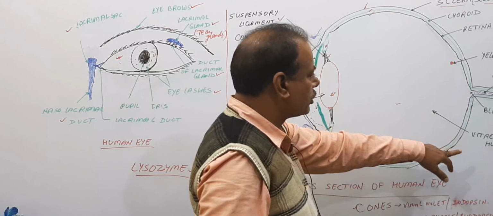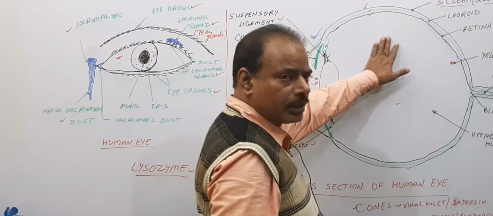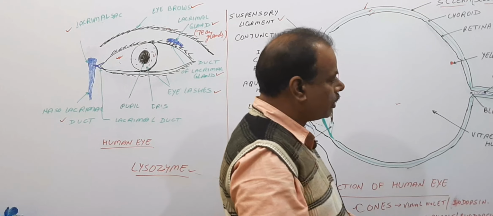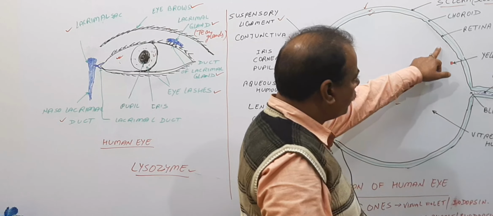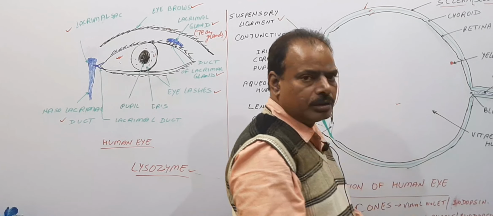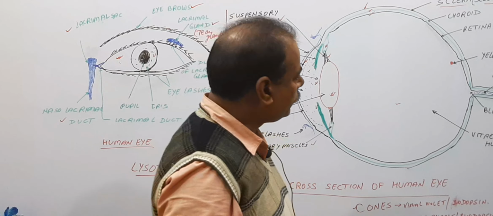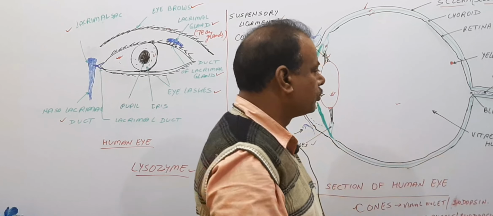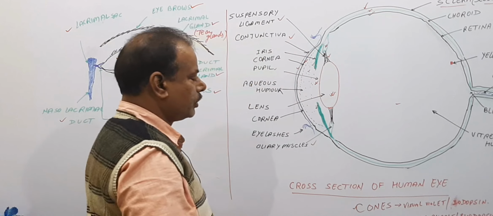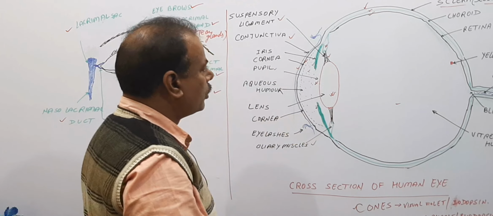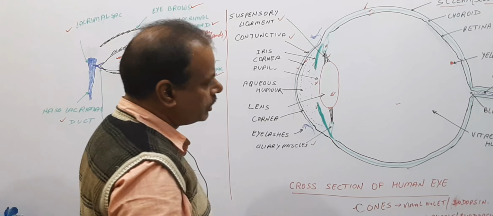So vitreous humor is very important to maintain the shape of the eyeball, and also it protects the nerve fibers and the retina. Nerve fibers located on the retina are protected and nourished by vitreous humor. So in this way, we have seen the different parts of our eye and their functions and locations.